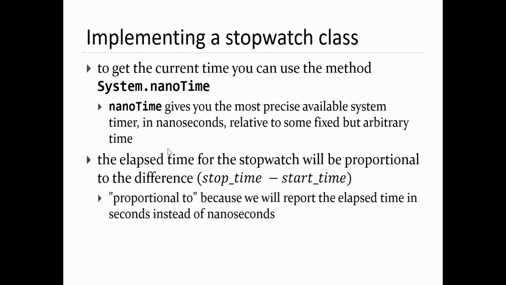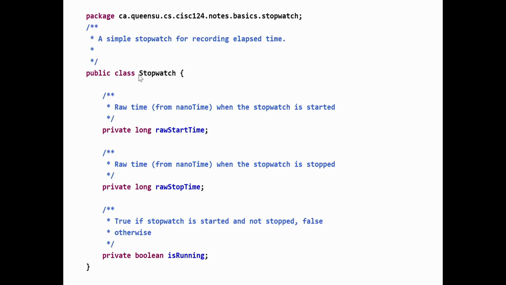So if I call nanoTime when you press the start button, and then call nanoTime when you press the stop button, the elapsed time is just the stop time minus the start time. Okay, so here's our stopwatch class. I need some field to represent the start time, so that's the time when the person presses the start button. I need some field to represent the stop time. So that's the time when the user presses the stop button.